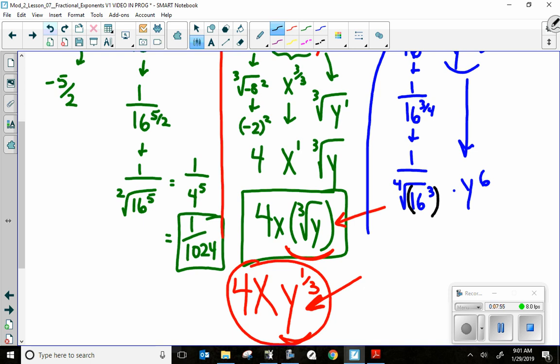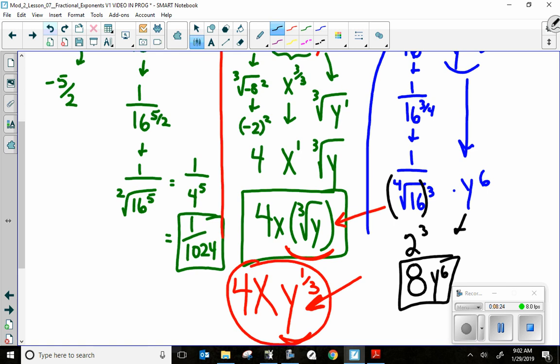So you might be saying, well, what should I do? Do whatever's easier. If I have to cube 16, that's a very large number. I know the 4th root of 16 is actually 2. Okay? If I cube 2, I get 8. Now, if I were to cube 16, I'd get a large number. And if I take the 4th root of that large number, it would be 8. Okay? It would be the same. And now my y comes along for the ride. There you go. That one wasn't as bad at all.